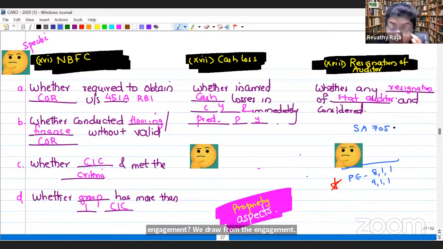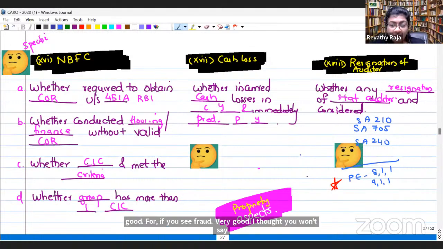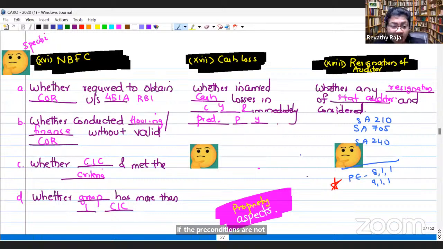SA 705. 705 is disclaimer; if you give a disclaimer, you can withdraw. Fraud, if you see fraud. Very good. I thought you wouldn't say. SA 210, engagement letter: if the preconditions are not okay, or you have accepted and they are asking you to change the conditions. Very good. So just linking up. SQC. Okay.